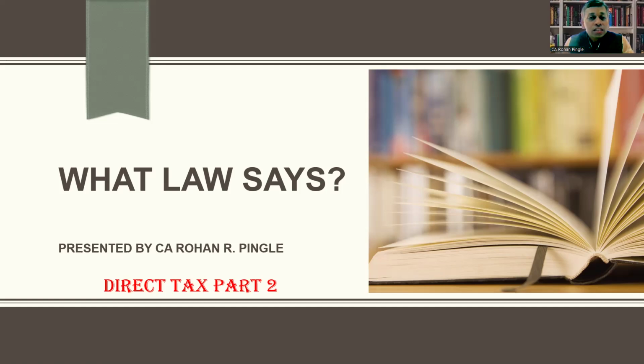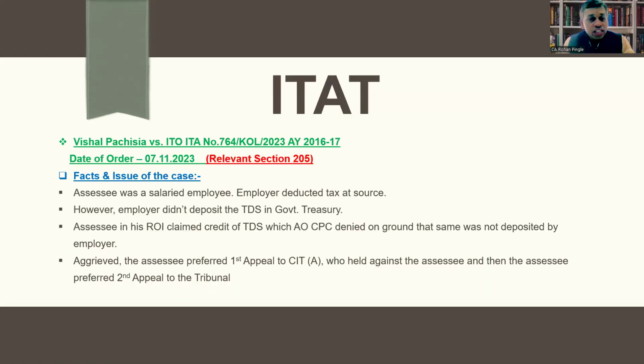So let's start. First case, Vishal Pachasia versus ITO, ITA number 764, Kolkata 2023. This is related to AY 2016-17, and the date of the order is 7th November 2023. This case law is related to section 205 of the Income Tax Act 1961. Let's understand the facts and issue of the case.